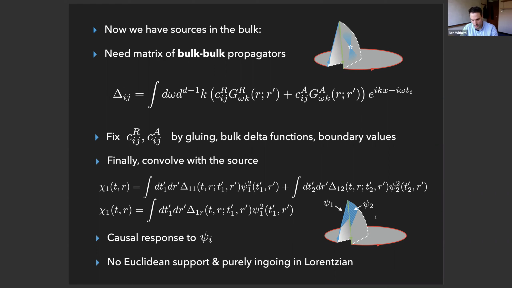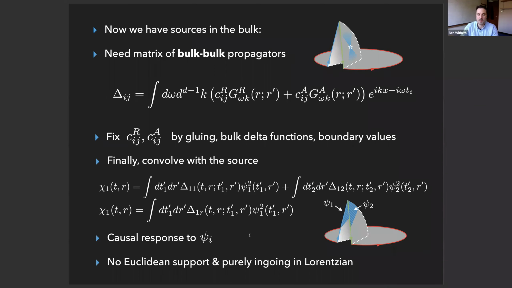So in other words, you find a purely causal response to these background sources, Psi1 and Psi2. Again, there's no Euclidean support for chi, and everything is to the future of these sources in the bulk. And you can show that this is equivalent to a purely ingoing boundary condition in the Lorentzian on segment 1 for the field chi. If it wasn't purely ingoing, you would find that this chi would have support to the past, inconsistent with these results.